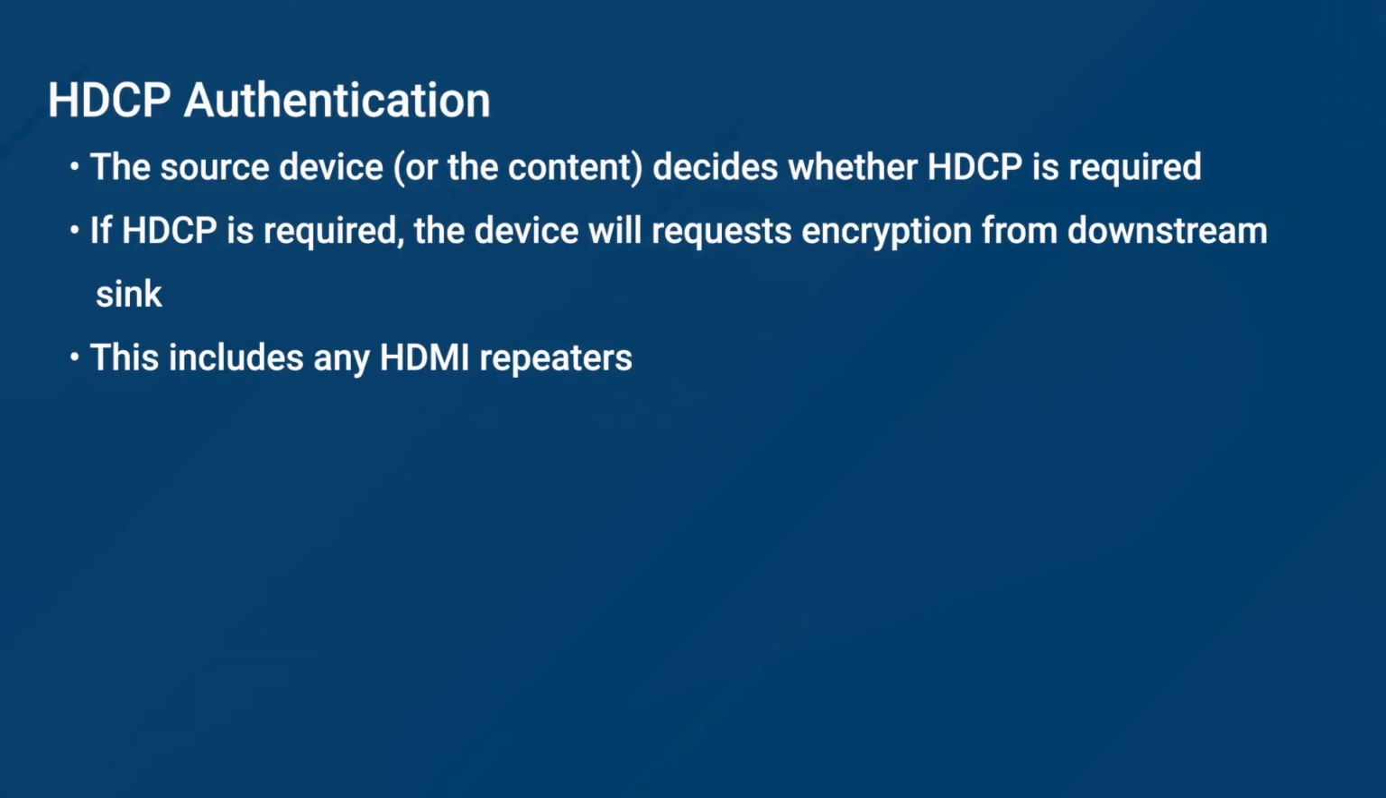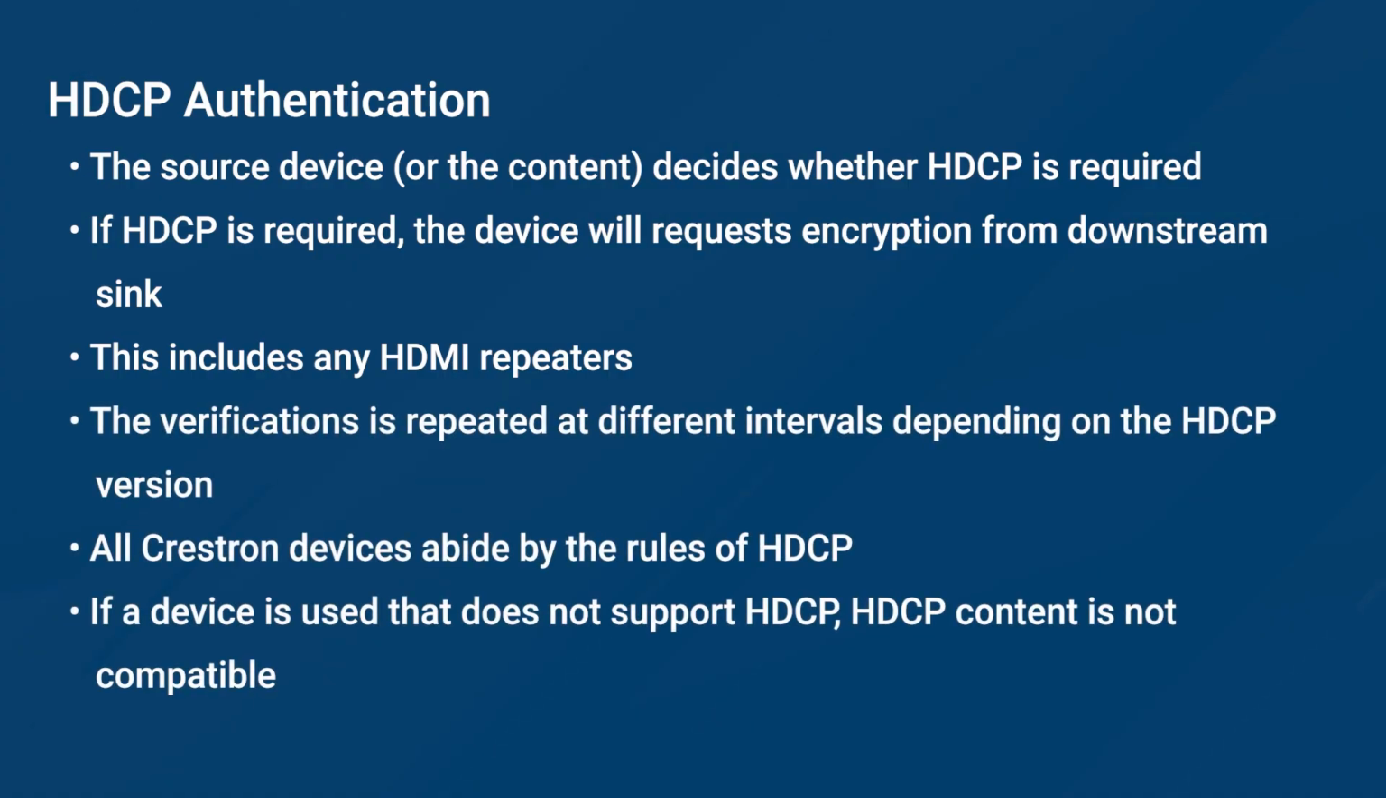The source device, or the content itself in the case of HDCP 2.2, decides whether or not HDCP is required. If it is, the device will request encryption from the sinks downstream, i.e. displays, including any HDMI repeaters, for example DM switchers, DMPSs, AVRs, etc. This connection/verification is repeated every 2 seconds while the content is being displayed.